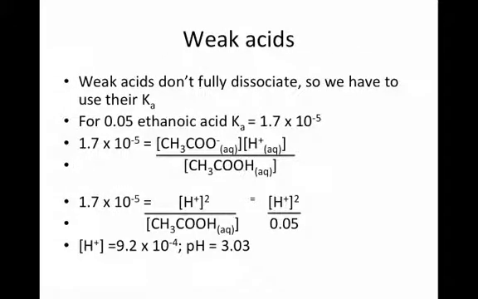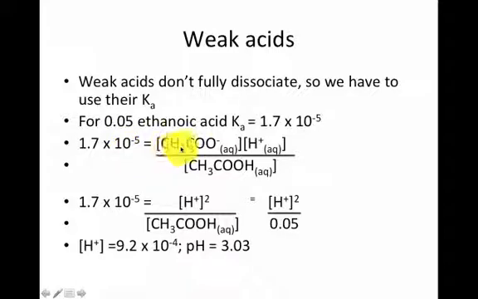Bit more complicated for weak acids though. They don't fully dissociate, so we have to use their Ka and their Ka equation. So if we've got 0.05 mol per dm cubed of ethanoic acid, and the Ka constant is 1.7 times 10 to the minus 5, we can start subbing numbers into this equation. So this is the Ka equation.